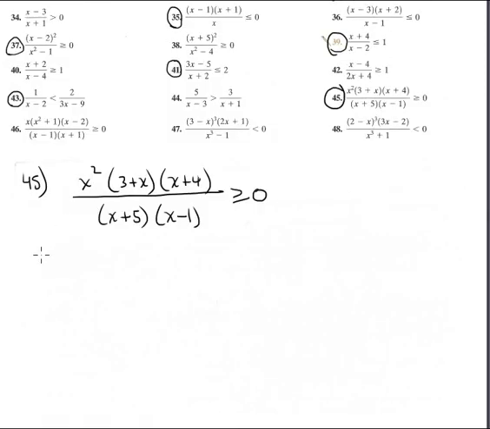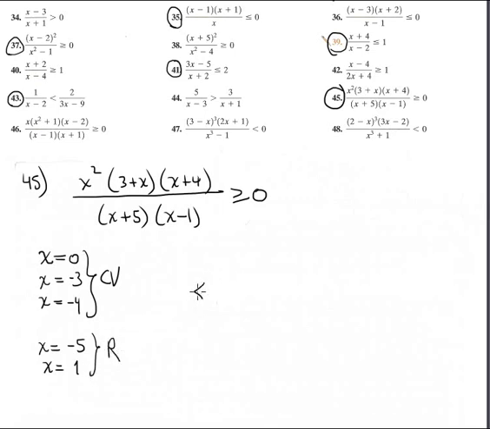Okay, 45. Let's determine the critical value. The critical value is obvious, 0. Remember, the critical value is the 0 of the numerator. The critical values are 0, -3, and -4. And the restrictions, the 0s of the denominator, are -5 and +1.